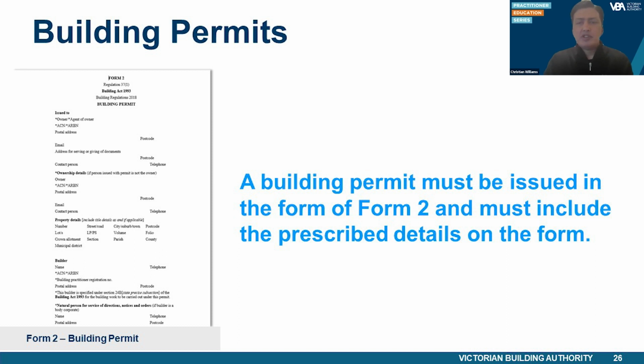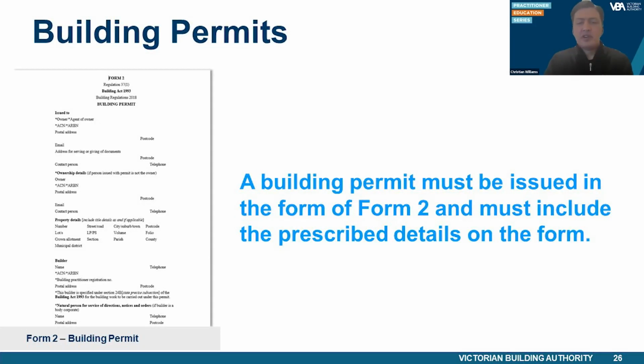A building permit must be issued in the form of Form 2 and must include the prescribed details on the form. Building permits may be standalone or may be staged. Each stage permit is treated as a building permit in its own right. However, the commencement and completion dates for the building work apply from the date of the issue from the first permit. The RBS must specify in the permit whether an occupancy permit or certificate of final inspection is required, having regard to Section 21 of the Act and Regulation 185 of the regulations.